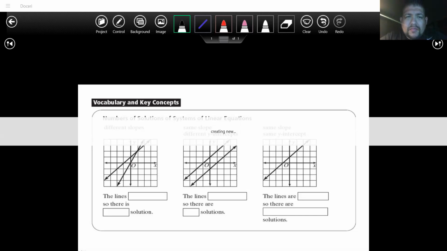Today's lesson is not that difficult. We're going to talk about systems of equations. You guys have been graphing. I've been showing you Desmos, so please still use that. It's a good program to use.